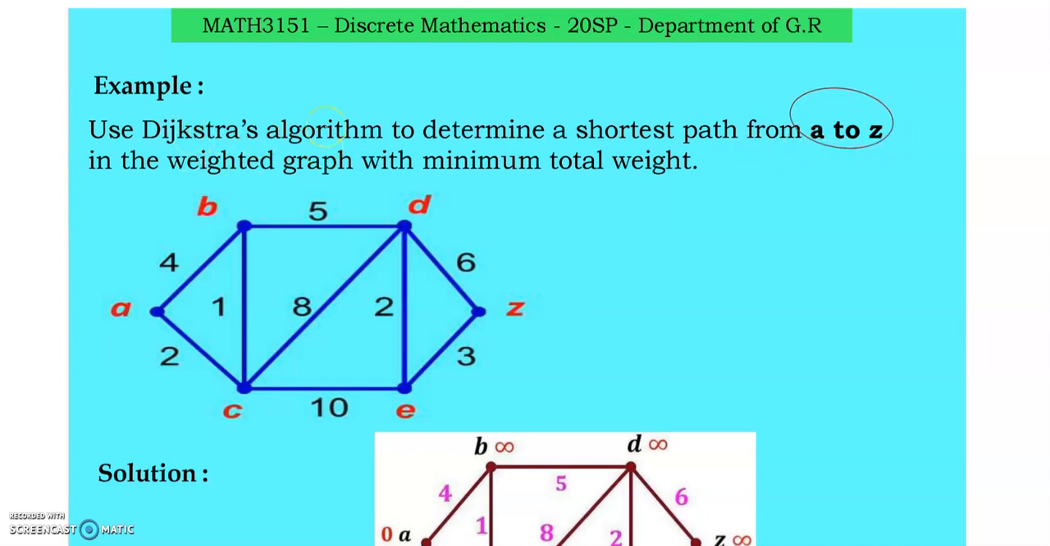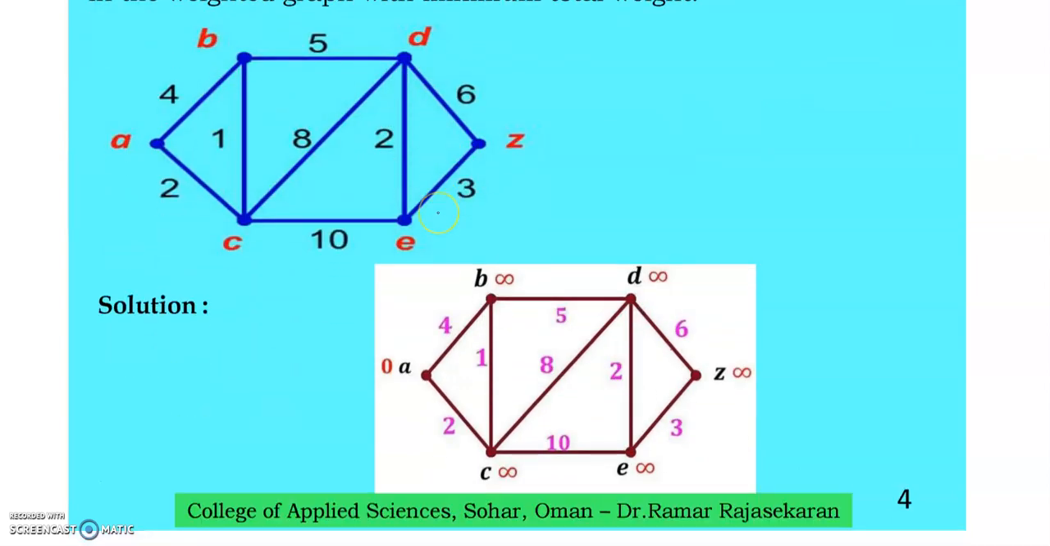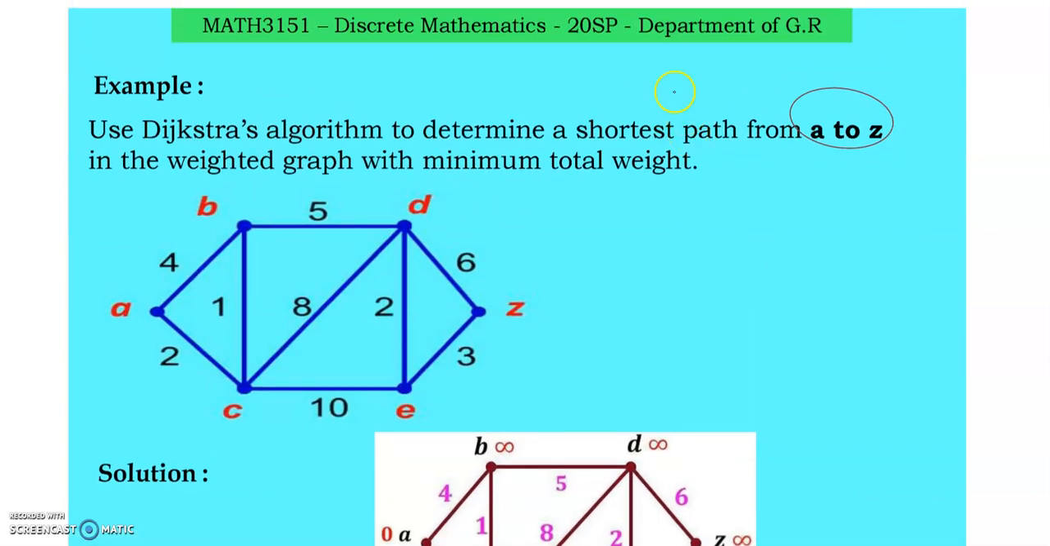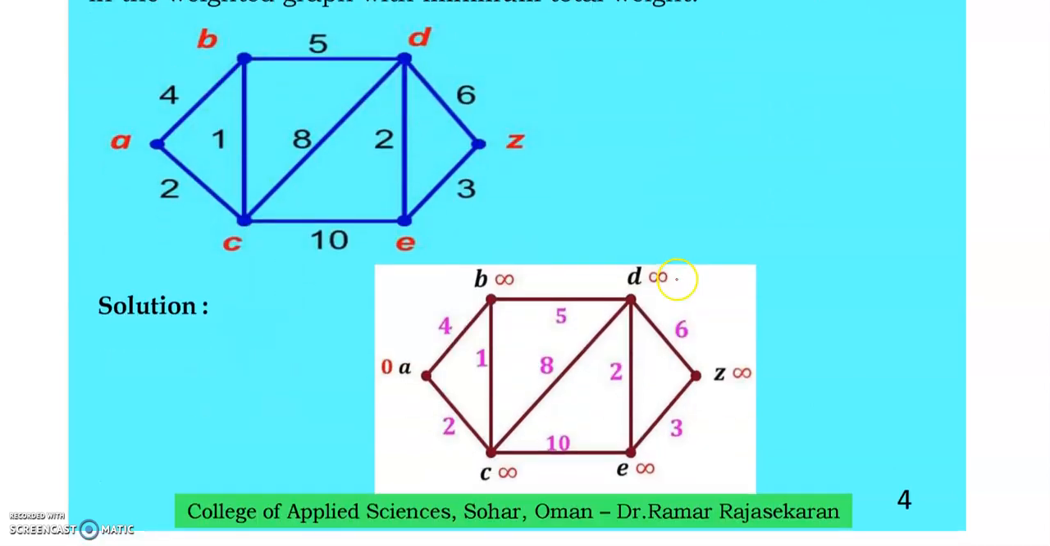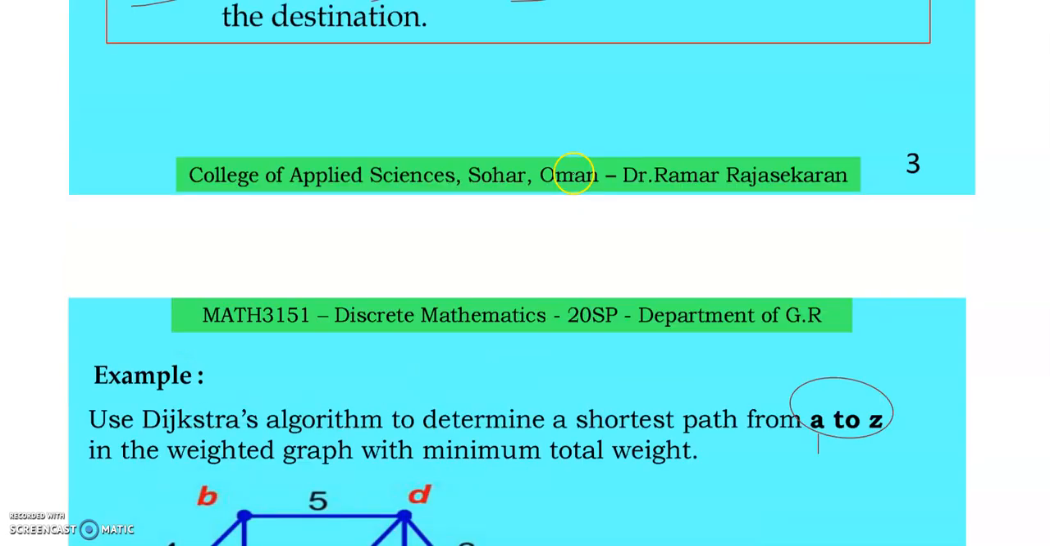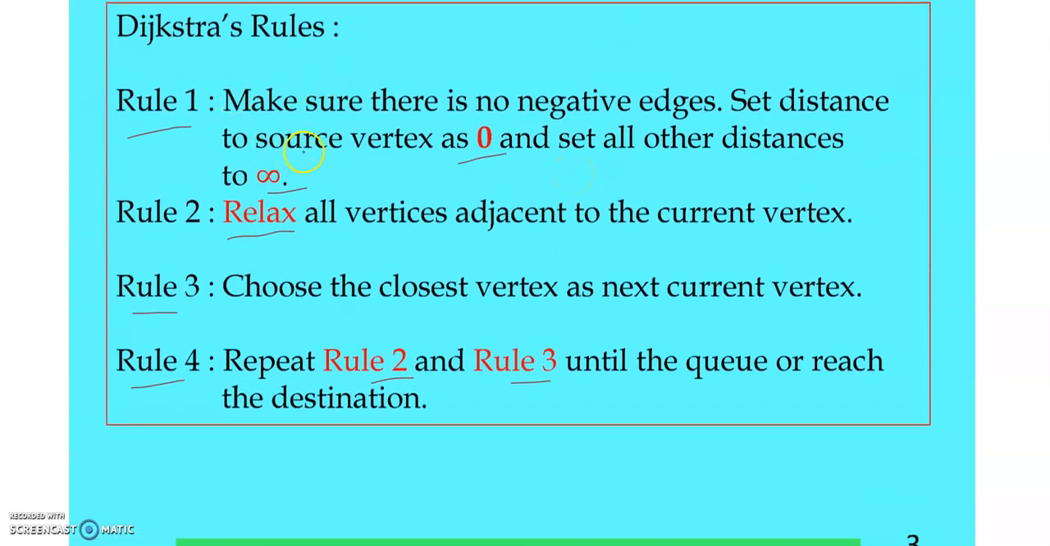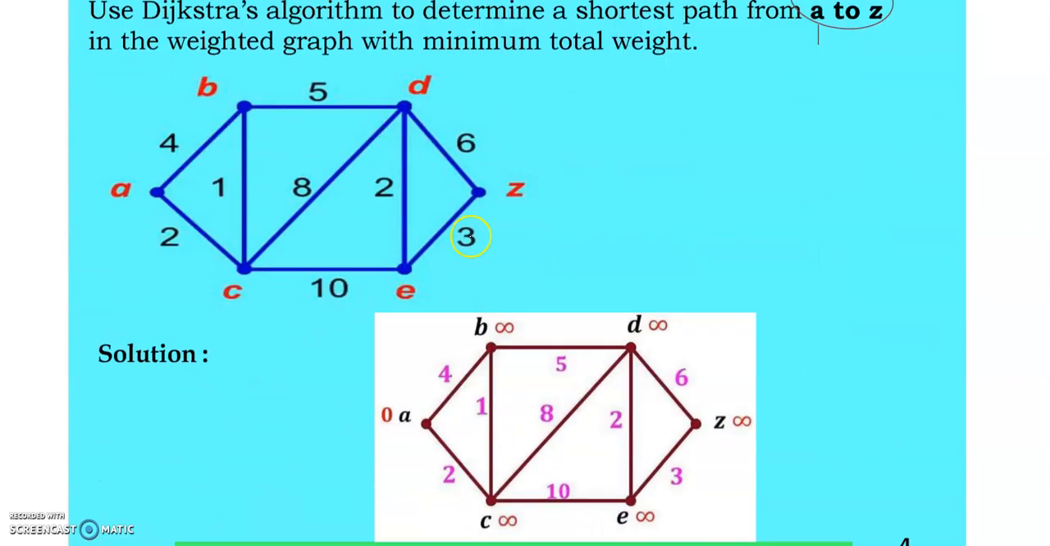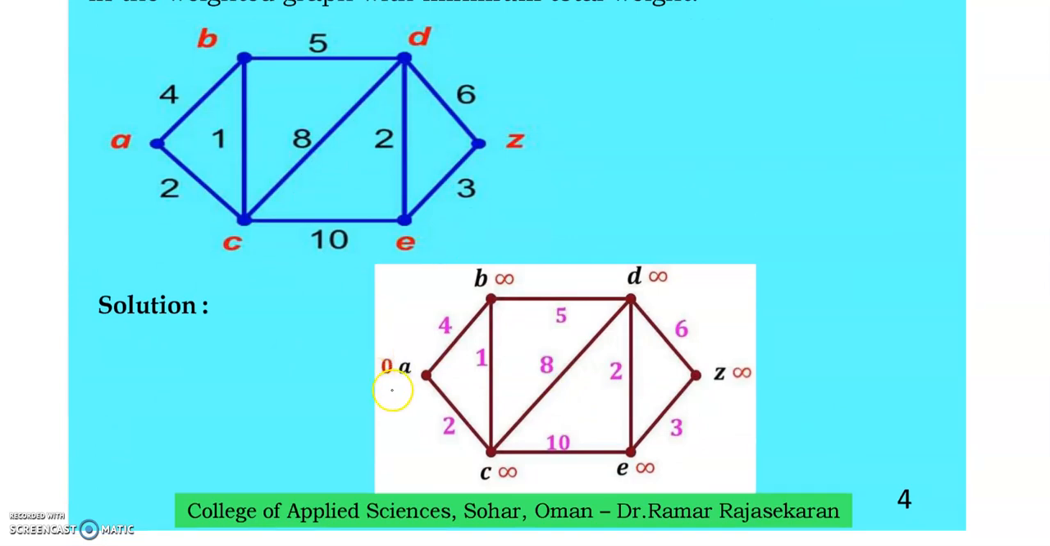We have 4 rules. What is the first rule? We need the shortest path from A, so A is our source vertex. For the source vertex we have to give the distance 0. Set the distance to the source vertex as 0. So for the source vertex A, the distance is 0.